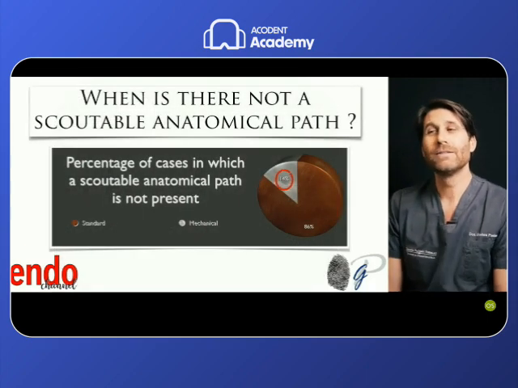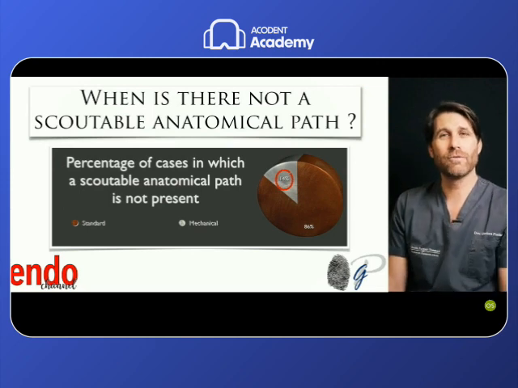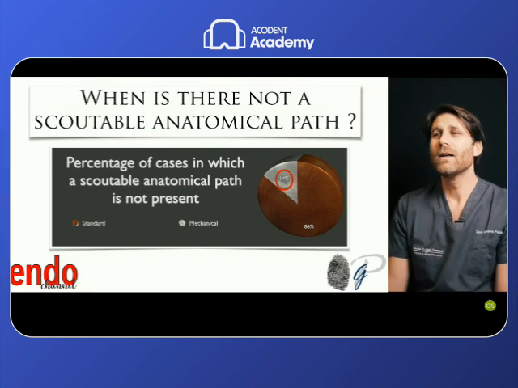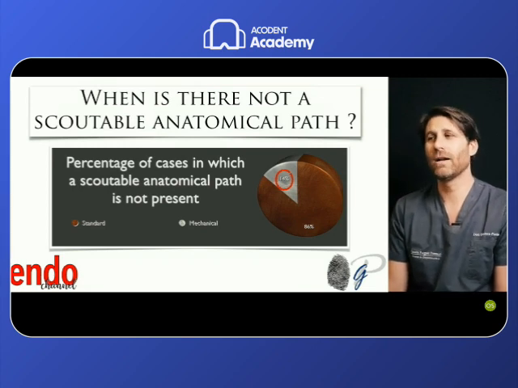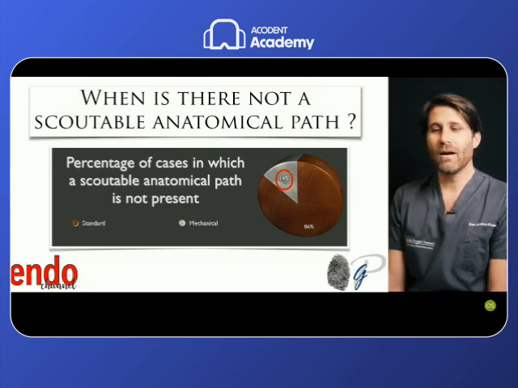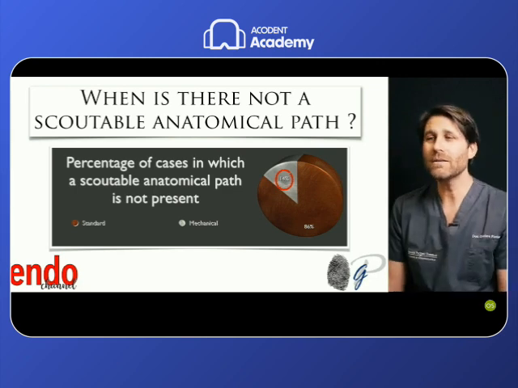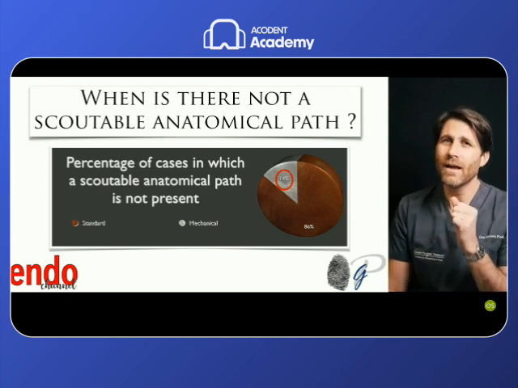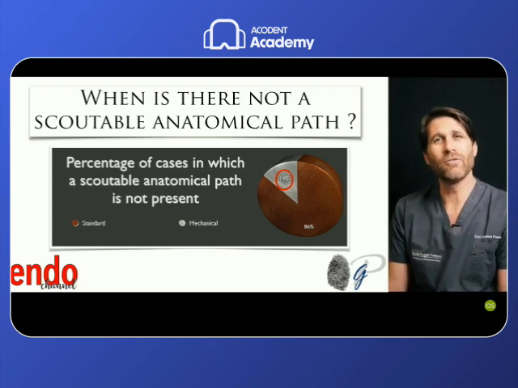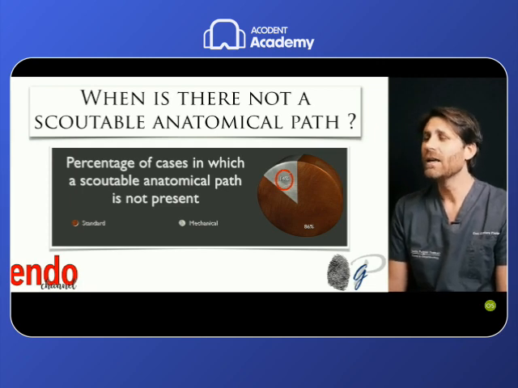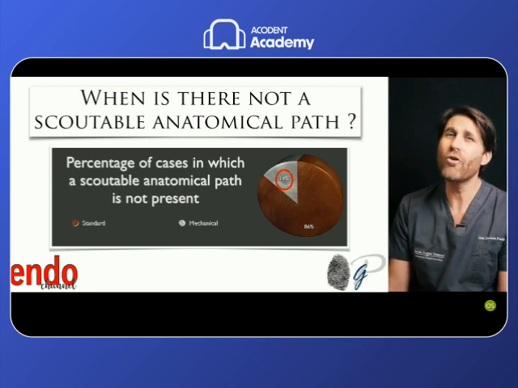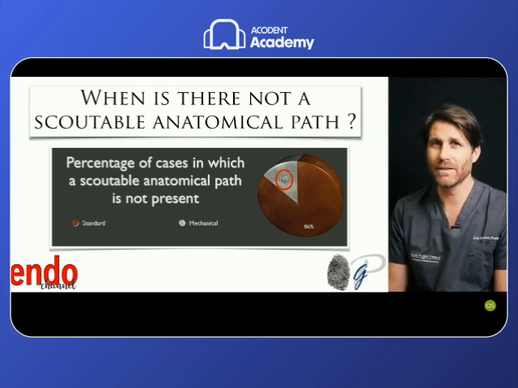The other situations that we are going to describe more in depth during these lessons are when there is not a scoutable anatomical path. So in my retrospective analysis, the percentage of cases in which a scoutable anatomical path is not initially present during the scouting phase, the studying of the anatomy of the root canal, is around 15%. This is the percentage of all root canals that I have treated in the past years.